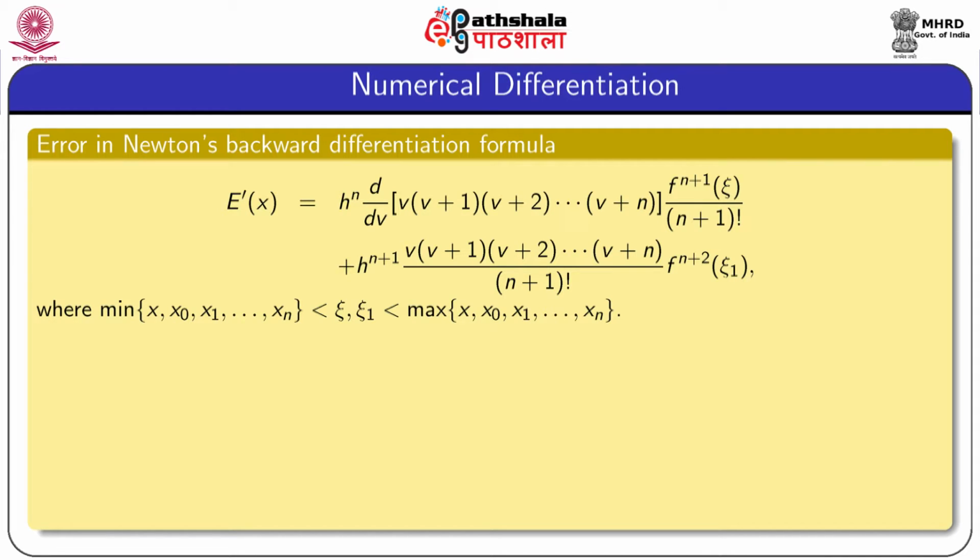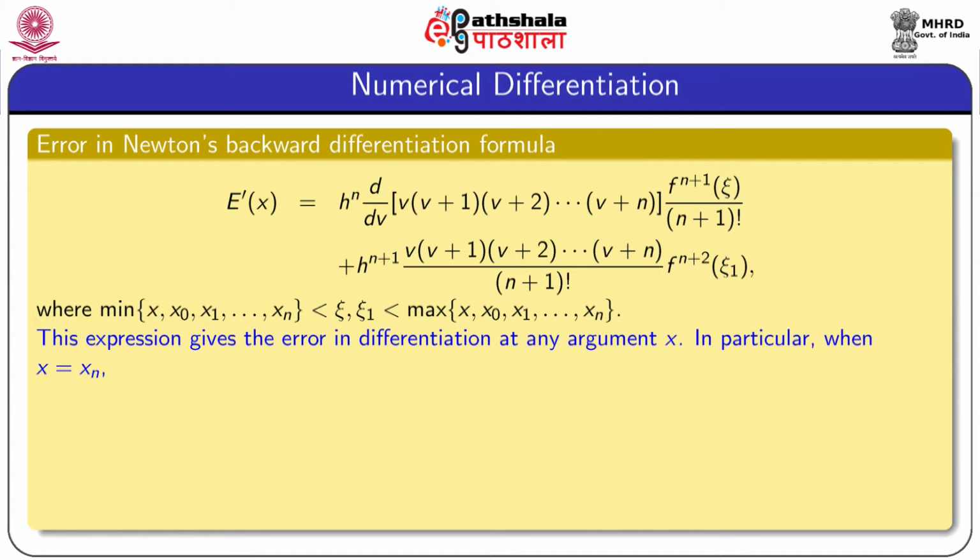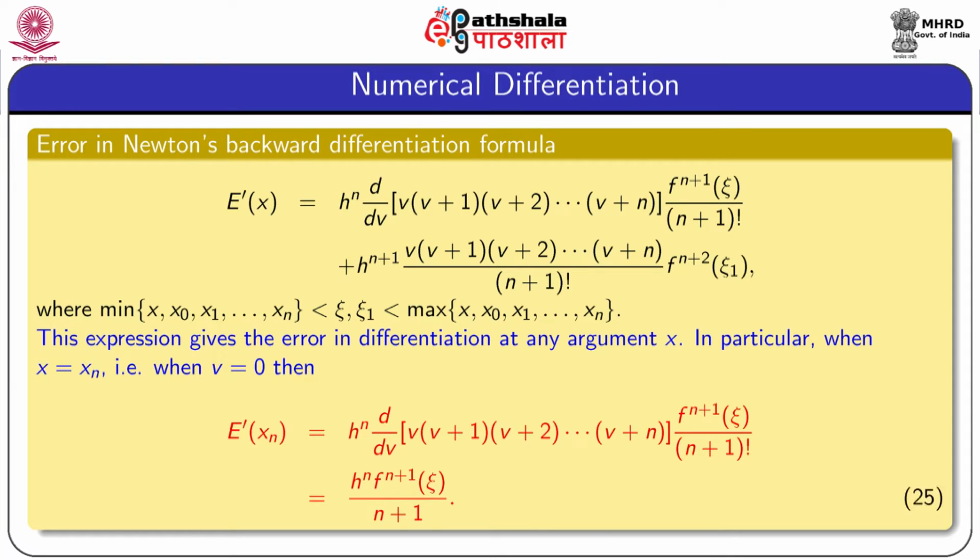Now we calculate the errors in Newton's backward differentiation formula using the same technique applied on Newton's forward differentiation formula. The error in this derivative is given by this equation, where xi and xi2 lie between the maximum and minimum values of the arguments x0 to xn and x. And in the particular case, when x equals xn, that means when v equals 0, the error expression at the point x equal to xn is given by equation 25, which is equal to h to the power n plus 1 times the derivative of f at xi by n plus 1.